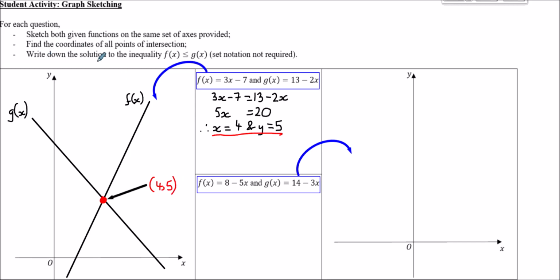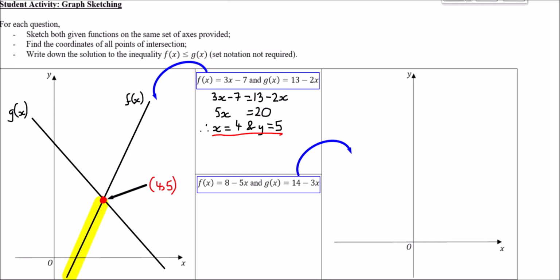It says write down the solution to the inequality where f of x is less than or equal to g of x. So where is this f of x line less than or equal to the line of g of x? So where is this f of x line below g of x? Well, you can see here that f of x is going to be less than g of x down here. That's where the f of x line is below g of x.